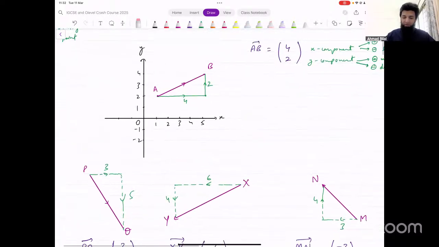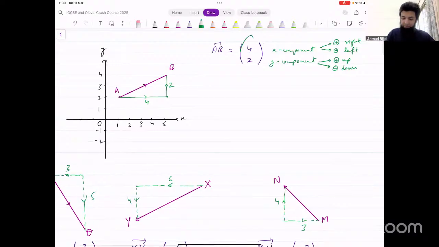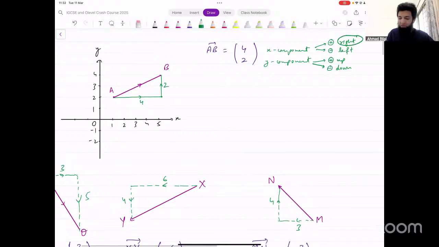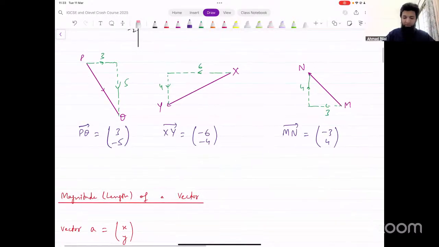Then we talked about the concept of column vectors, that we can represent vectors in the form of column vectors like this. So we can have a vector which has two numbers written like this, x component and the y component. The first number represents the x component. If that's positive, that means you're moving to the right. If it's negative, you're moving to the left. If the y component is positive, you're moving upwards. If it's negative, you're moving downwards. All right.